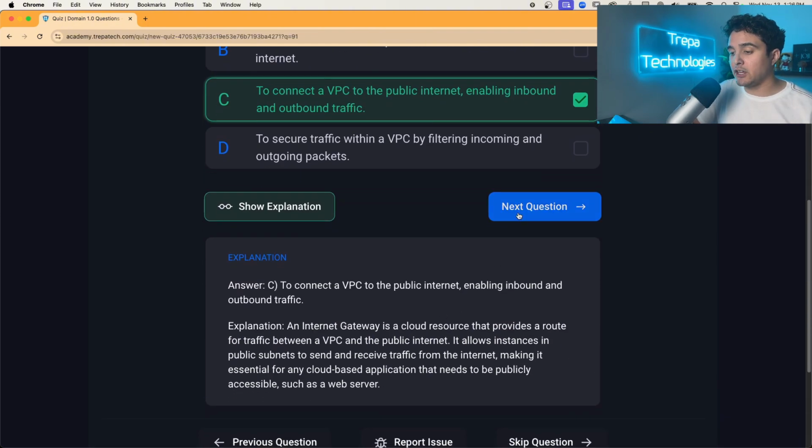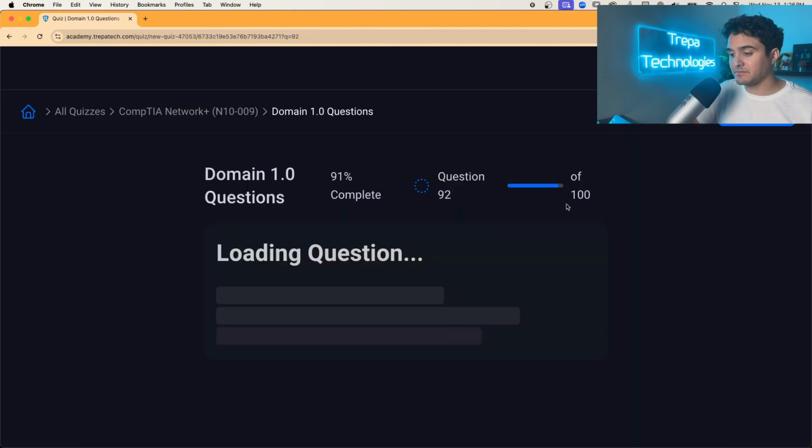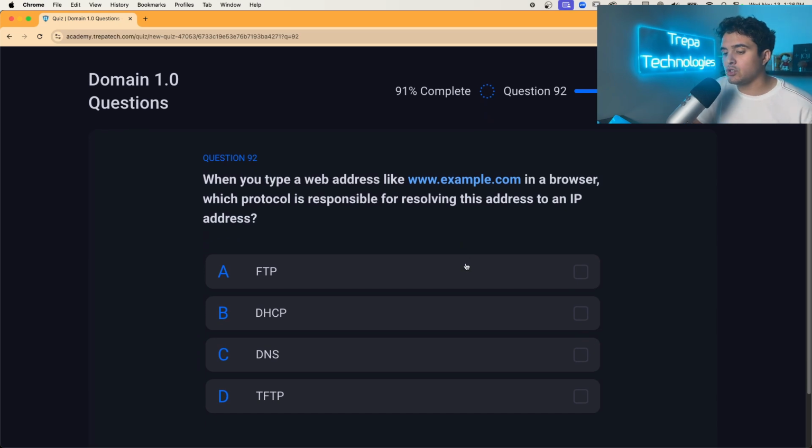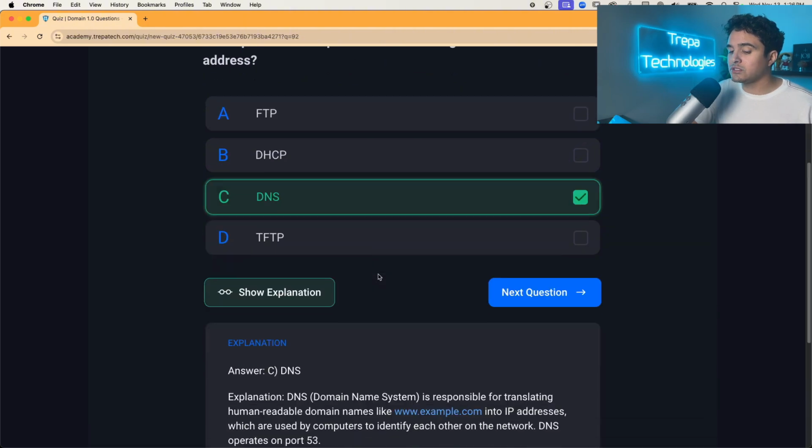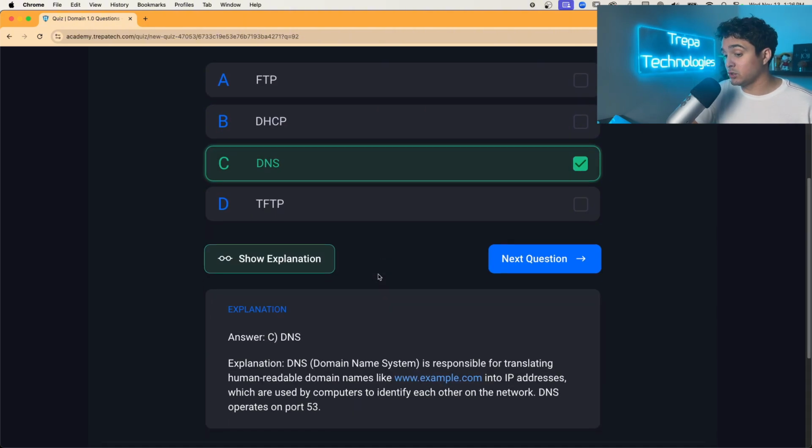Go ahead and pause the video if you'd like to read the explanation. Question 92. When you type a web address like example.com in a browser, which protocol is responsible for resolving this address to an IP address? That's DNS. DNS does host name to IP address resolution. So the domain name system is responsible.